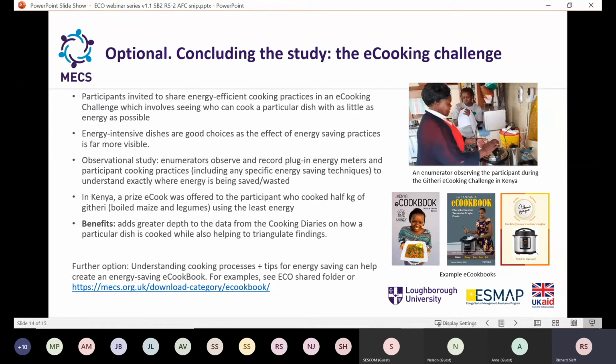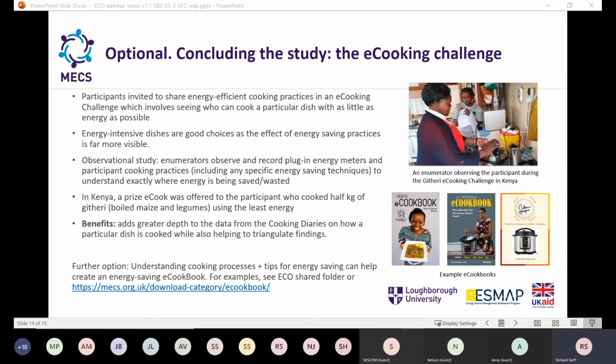The final aspect I will talk about is an optional activity which can be a lot of fun and provide great data about energy-efficient cooking methods. The e-cooking challenge can be organised with a number of cooks who compete to cook a dish on electric appliances with as little energy as possible. It's best to run this competition with energy-intensive dishes because the effect of energy-saving practices is far more visible.